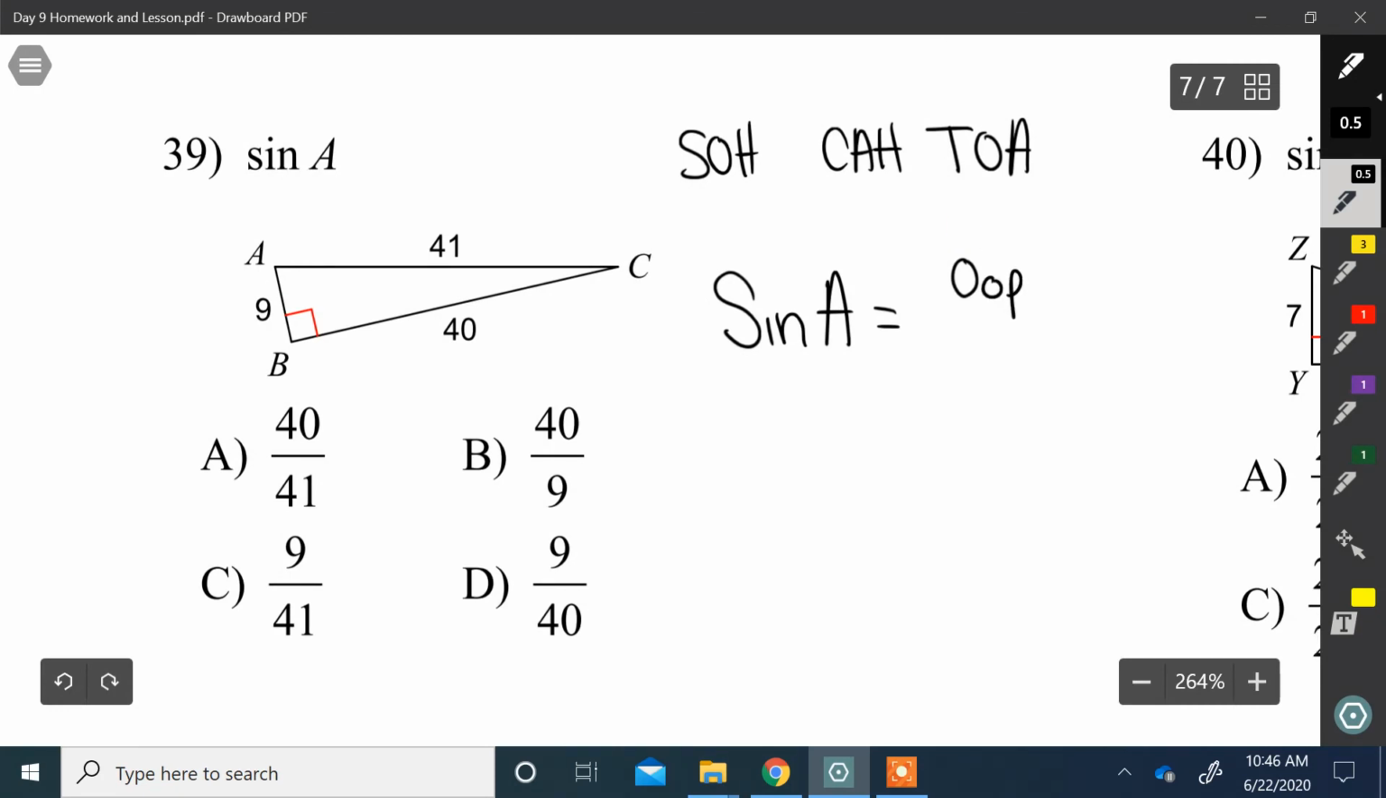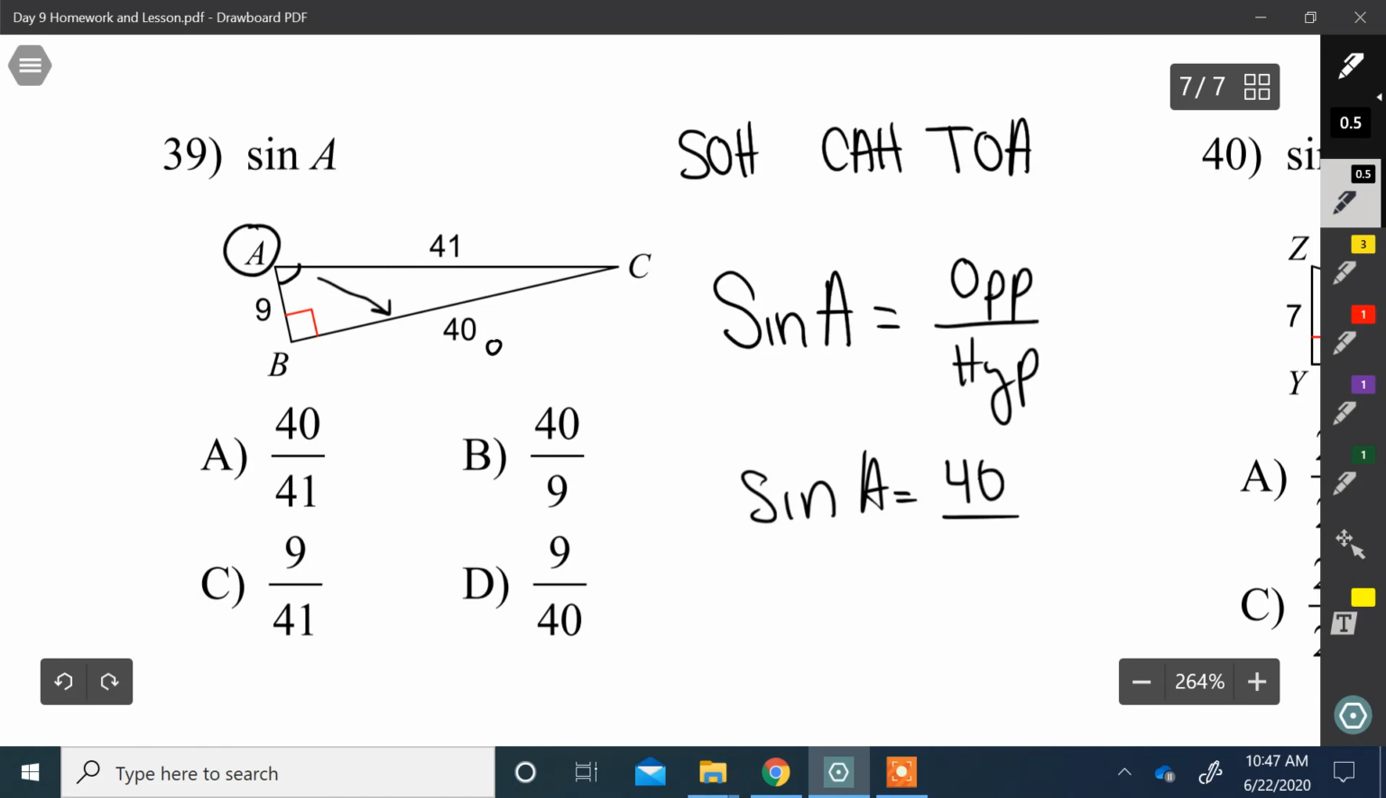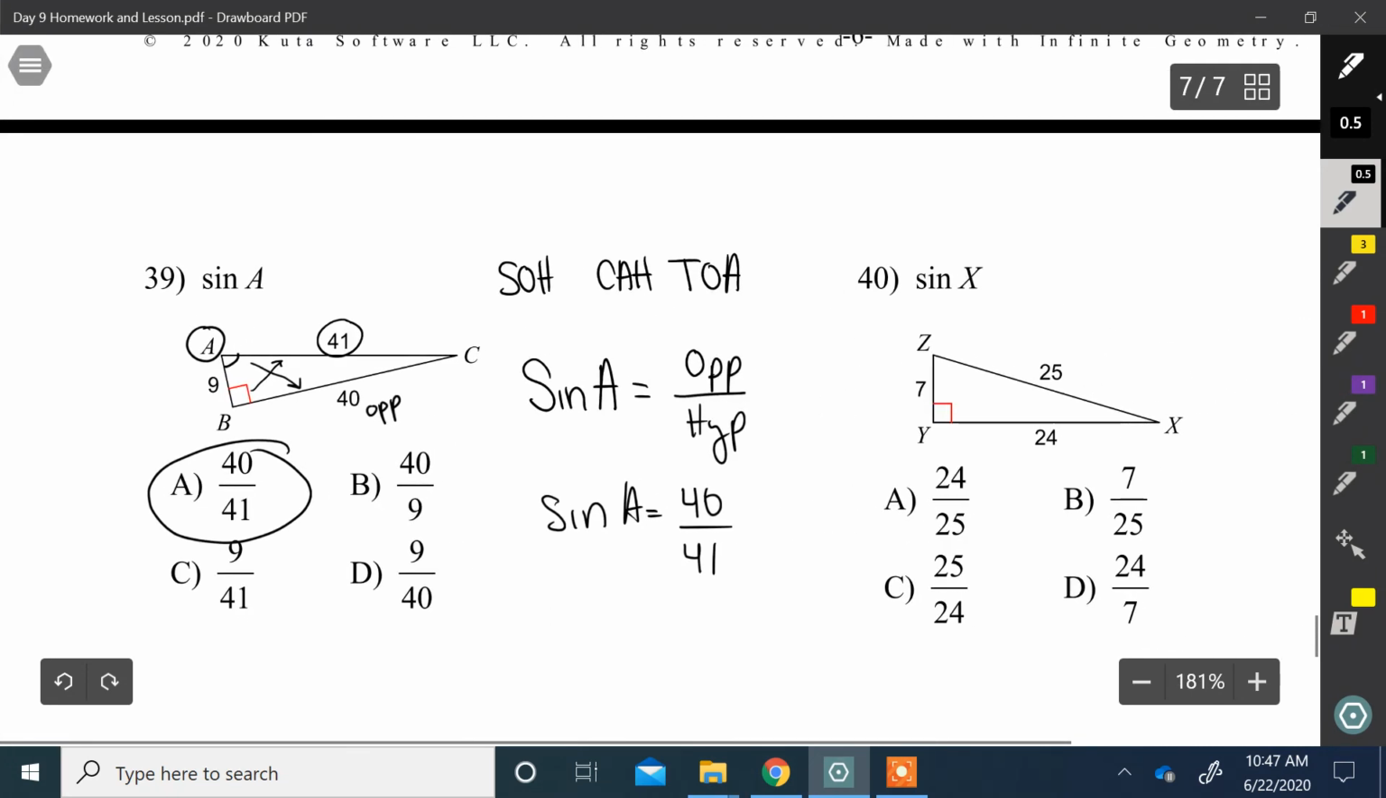My battery is running out, that's why I was having trouble there. Let me try to finish this round before the battery dies. Okay, opposite over the hypotenuse. The A here will be that there. So we need to look for the opposite. The opposite in this case will be 40. And then the hypotenuse will always be the one facing the 90 degrees. So it will be 41. So the answer for that one will be A.